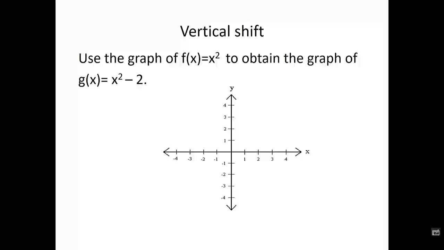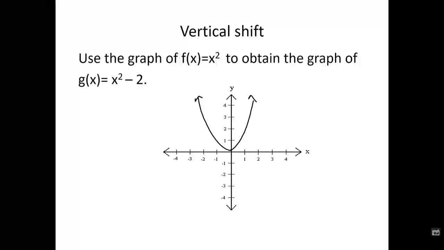Let's consider another example of a vertical shift. So we are going to use the graph of f of x is equal to x squared to obtain the graph of g of x, which is x squared minus 2. All right, so the first thing we want to do is to graph x squared. F of x is equal to x squared, and as you visualize, you know that x squared is a parabola. All right, so this is the graph of f.